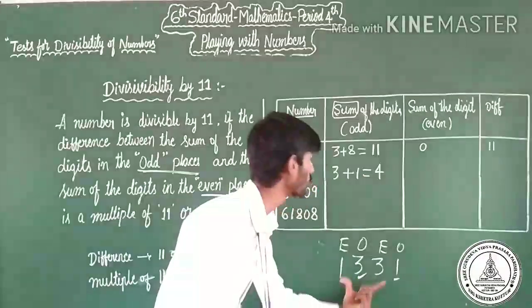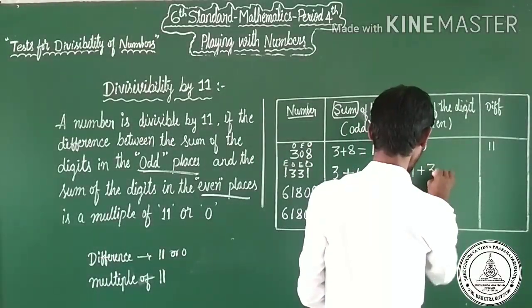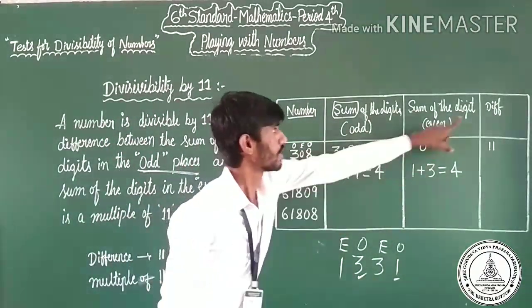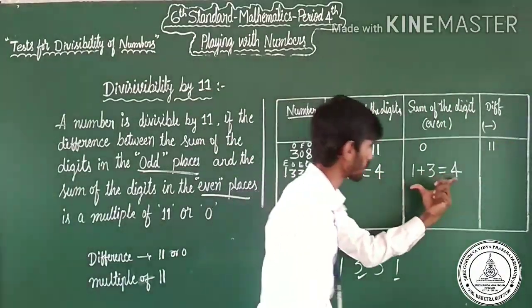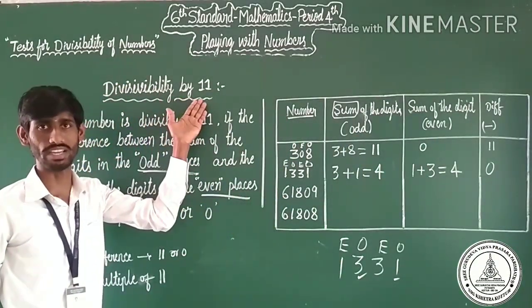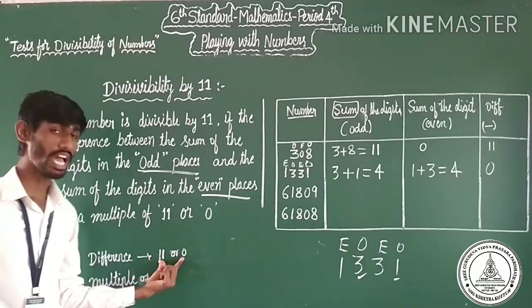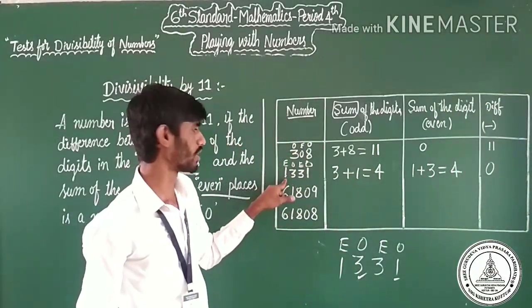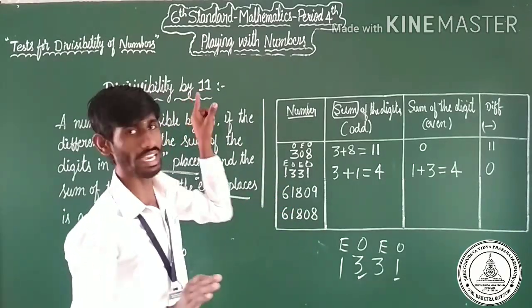Next, the even places sum. 1 plus 3 is equal to 4. What do we need to do in the next step? Difference. Difference is nothing but subtraction, minus. 4 minus 4 is equal to 0. Yes, it passes the divisibility rule by 11 because the condition is the difference must be 11 or 0. Yes, the difference is 0. So we can conclude that the given number 1331 passes the divisibility rule by 11.